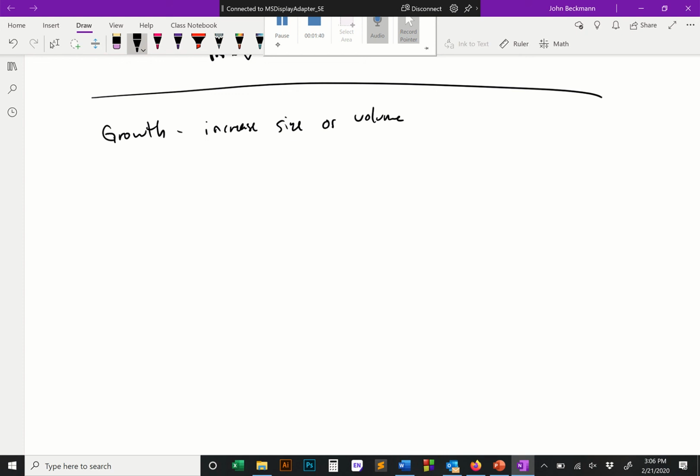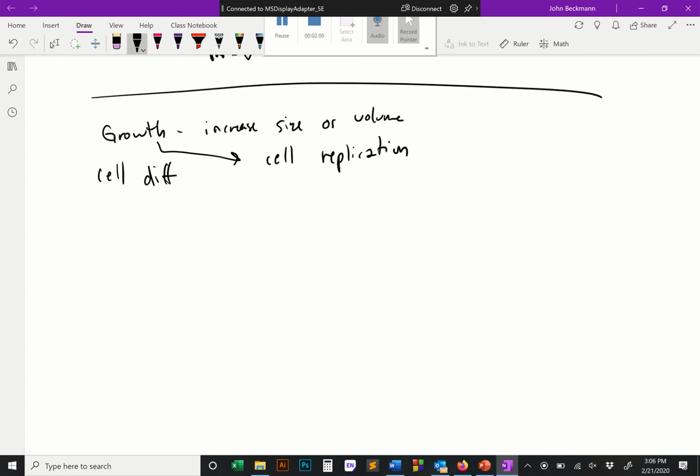Now, another way to grow would be through replication, but that's different. So that would be cell replication. Do we see how those are different? Yes. Okay, good. Now as things grow, there's a term called cell differentiation. What would that be? What would it mean for a cell to differentiate? Kind of like starting with stem cells.